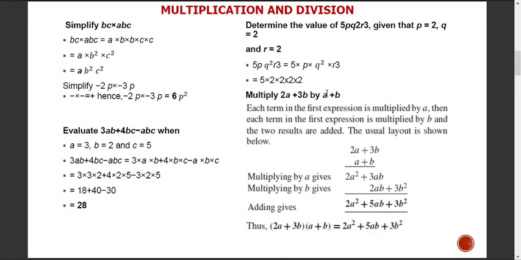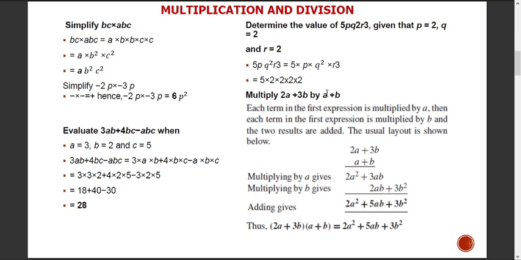So when we divide 2x squared plus x minus 3 by x minus 1, our result will be 2x plus 3. So we can prove this by multiplying 2x plus 3 by x minus 1. So that is it with division of expressions.